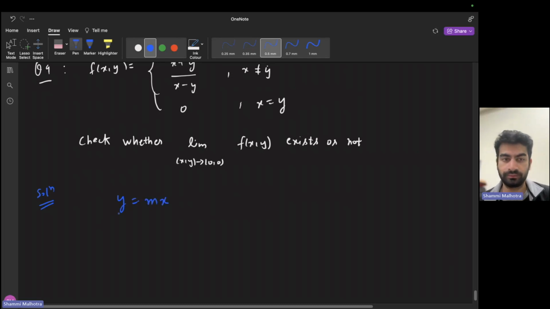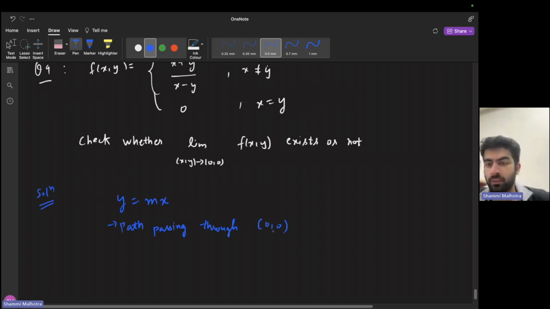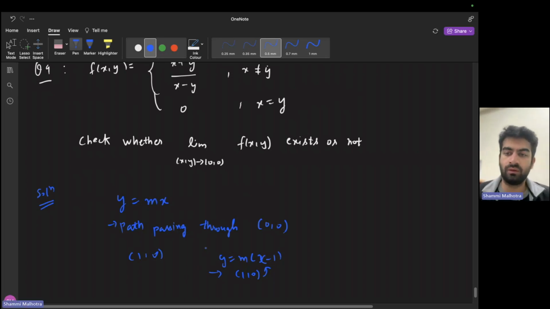So this is a path which passes through (0, 0). I also have to ensure the path I'm taking passes through the point where I'm evaluating the limit. So if I'm evaluating the limit at (1, 0), I have to consider a path like y equal to m(x minus 1). So basically (1, 0) has to lie on the path I'm considering. That's the main point, and you have to keep that in mind.